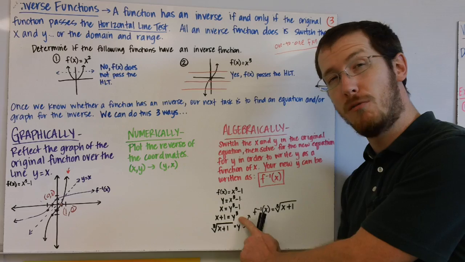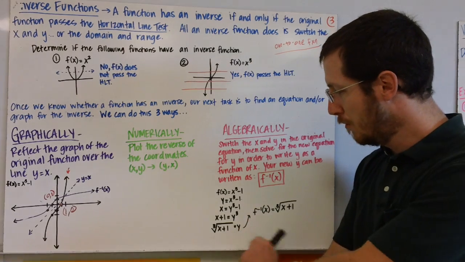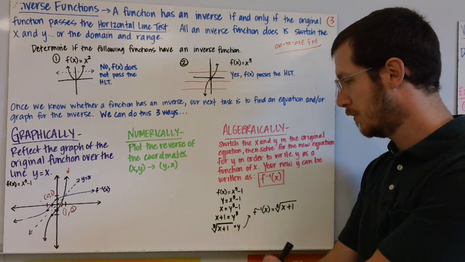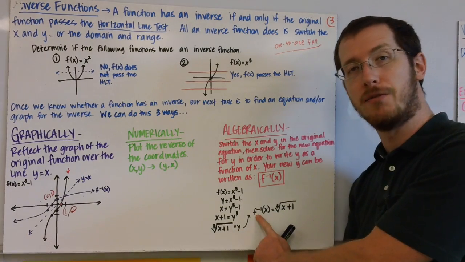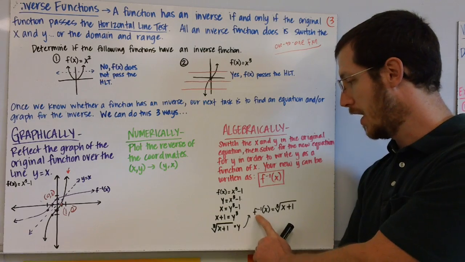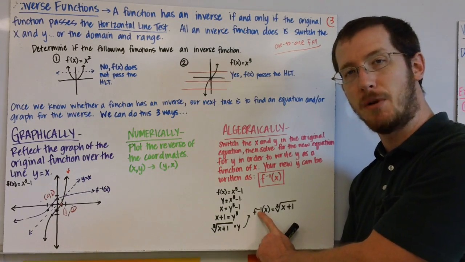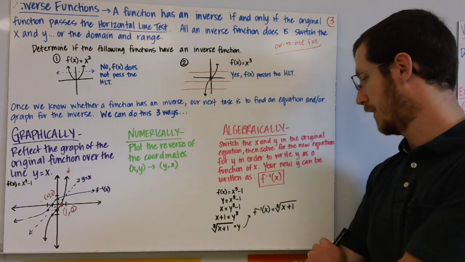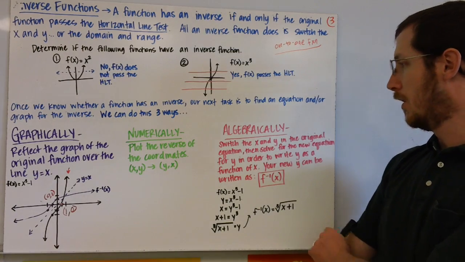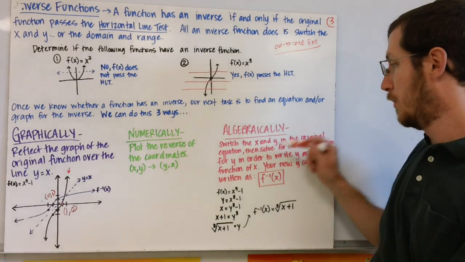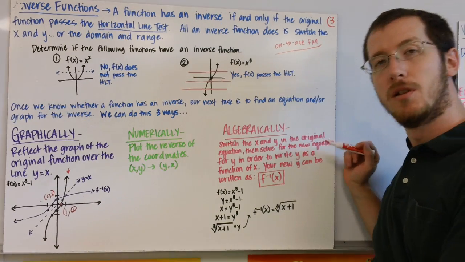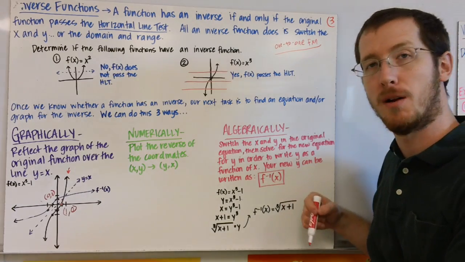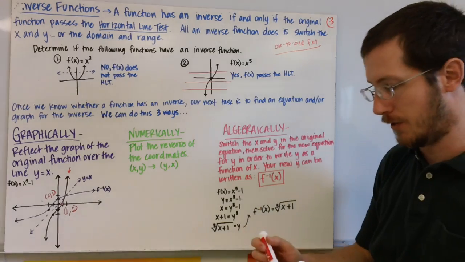Since we've got y cubed, we want to take the cube root. So cube root both sides, we've got y equals the cube root of x plus 1. And our notation for the inverse function is an f with a little -1 exponent. So we can read this as f inverse, or the inverse of f of x. So algebraically, switch the x and the y in the original, solve for the new y, and replace the y with our inverse function notation.